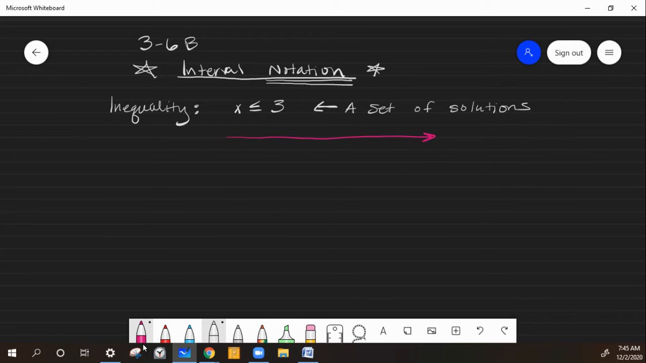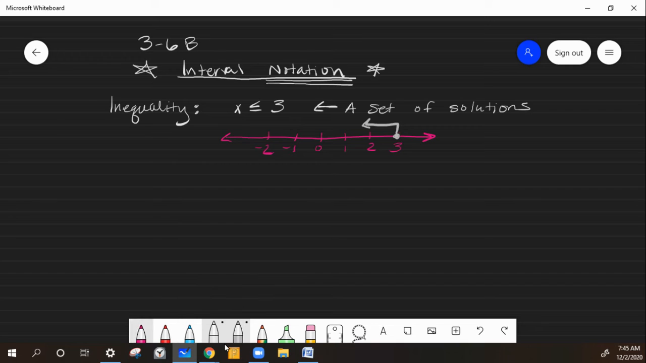I draw my line here, and if I asked you to graph this, you guys do an excellent job of graphing, by the way, as a class overall. I would put a closed circle, let's use a different color, on 3, and then I would shade everything to the left, because it's everything less than or equal to 3.